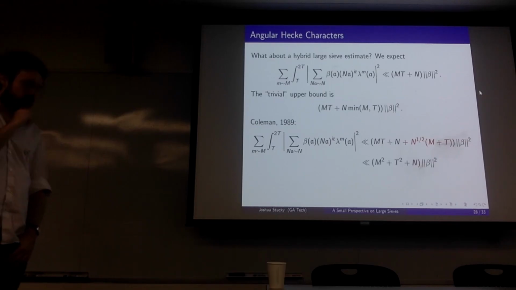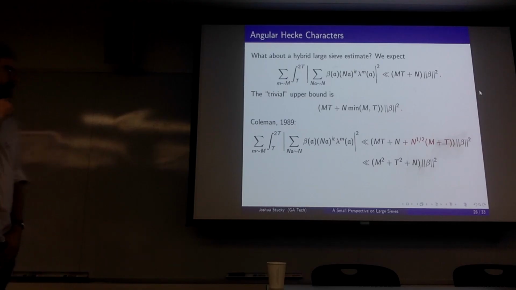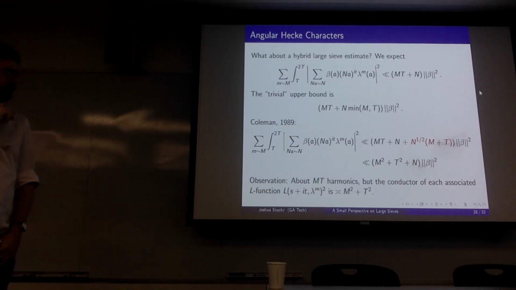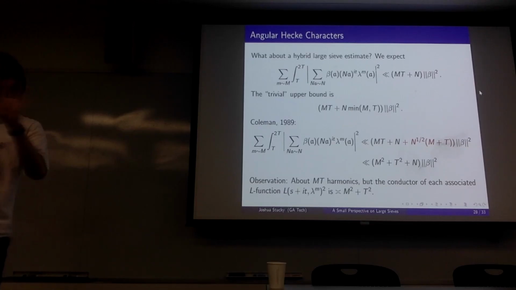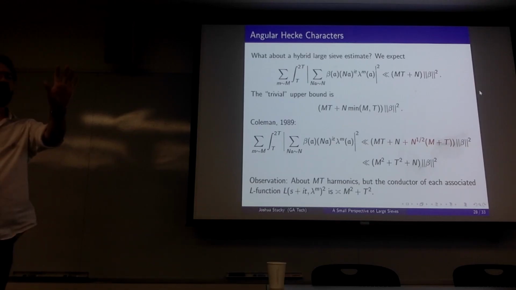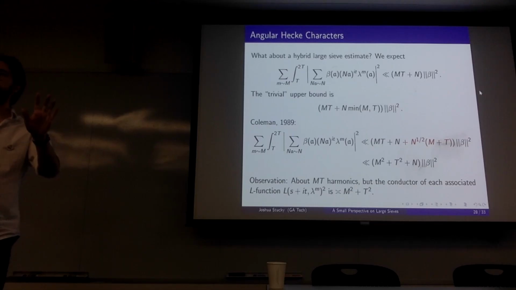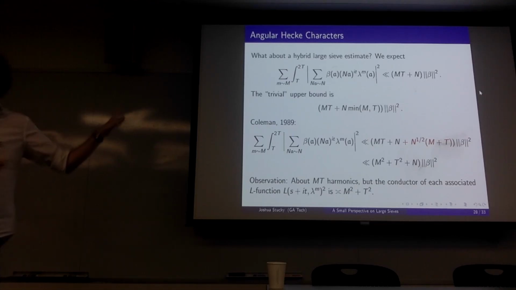Before I do that, I do want to make one observation that I still don't know quite what to do with. I don't know if it's substantive or not. I can Cauchy this thing, and it's bounded by m squared plus t squared plus n. The observation is that I have about MT harmonics, but if I look at the L function associated to this harmonic, and maybe the square because I'm squaring things here, the conductor of that is m squared plus t squared. So there's this mismatch between the number of harmonics I have and the conductor of the relevant L functions. I don't know of very many places where something like this happens.